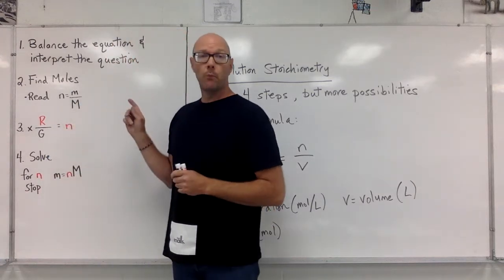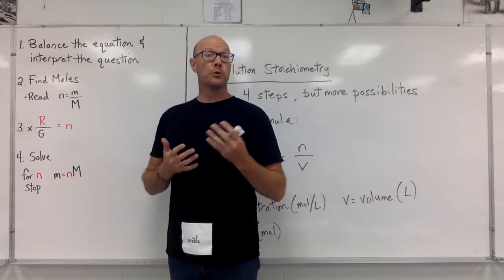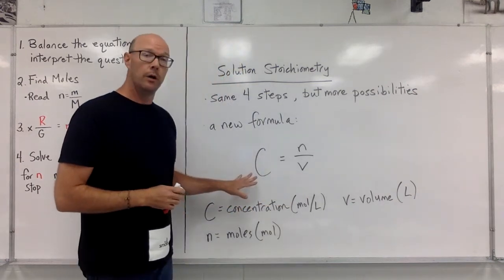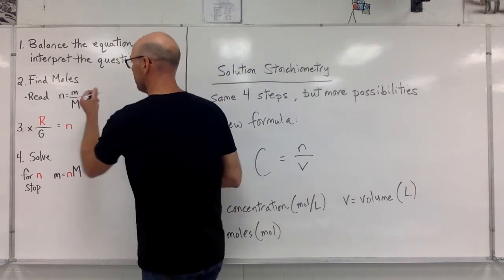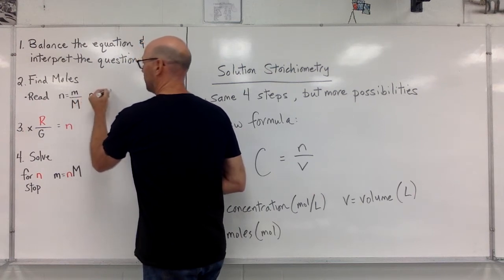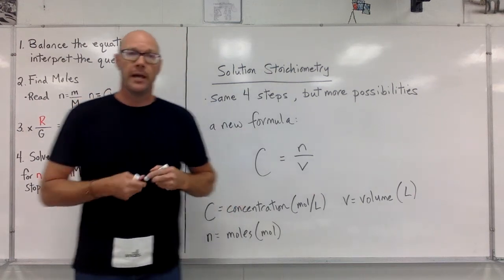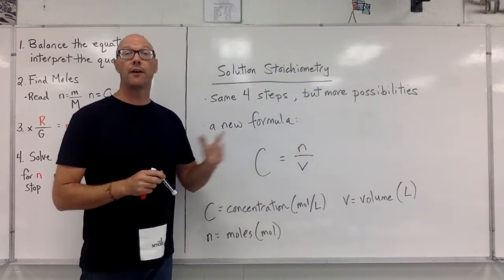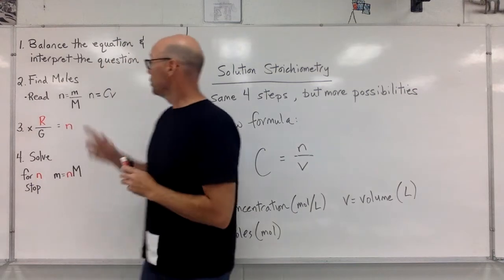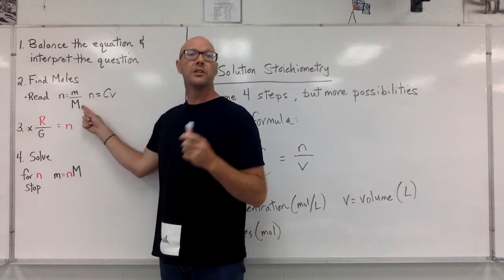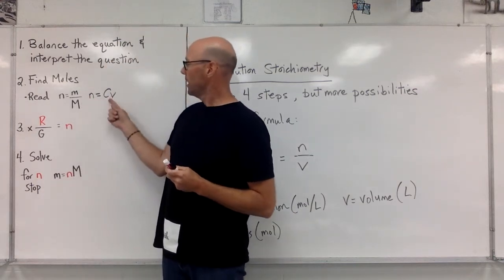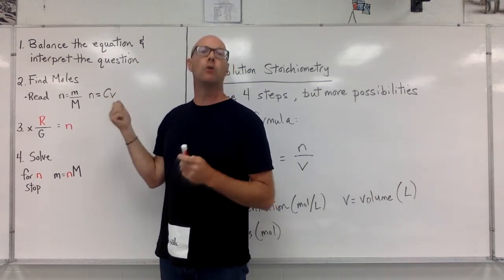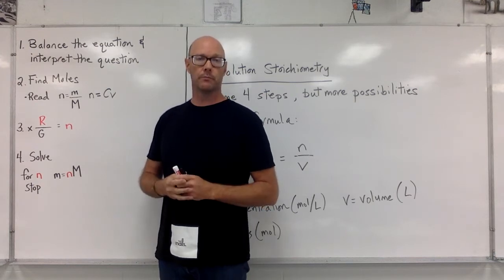Step number 2, find moles. Sometimes we might find moles by reading. Sometimes we might do mass over molar mass. But now we might do n equals C times V. If we have the concentration and the volume given to us, we can use this equation to find moles. However, just like how this mass and that molar mass belonged to the same chemical, this concentration and this volume must also belong to the same chemical for us to use them to find the moles.